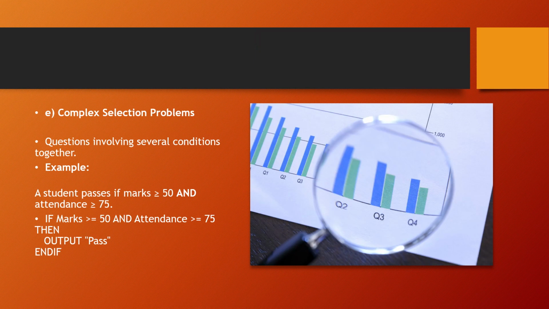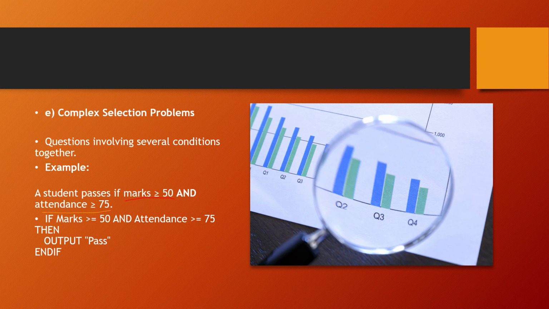Another scenario using Boolean operators is the complex selection problem. These are questions involving several conditions together. For example, a student passes only if his marks are greater than or equal to 50 and the attendance is also greater than or equal to 75, then only he will be promoted to the next class. So we have two conditions here. First, we will check that the marks are greater than or equal to 50. And secondly, we will check that the attendance is greater than or equal to 75.